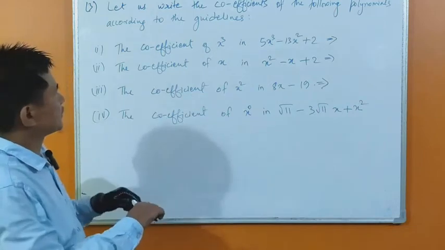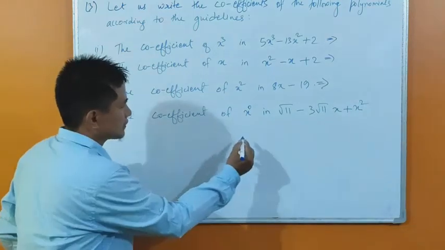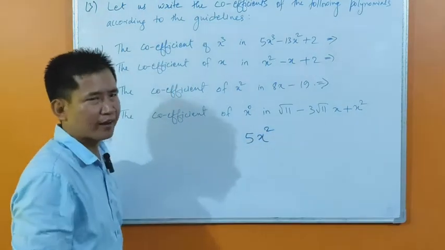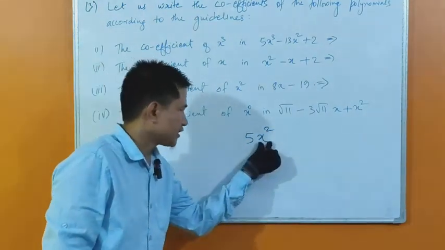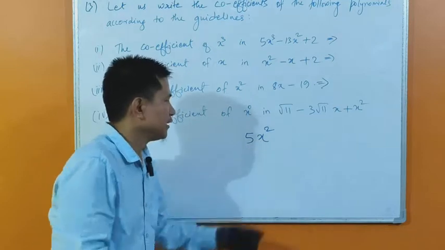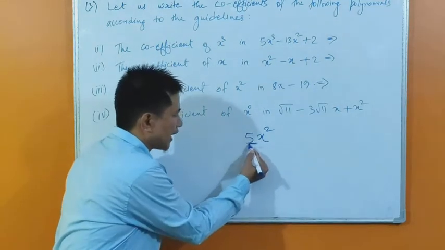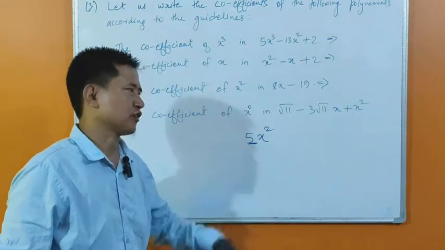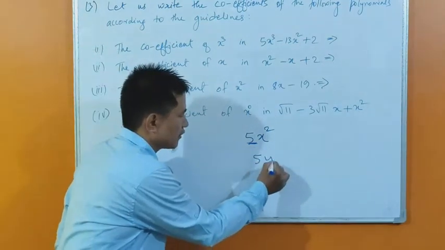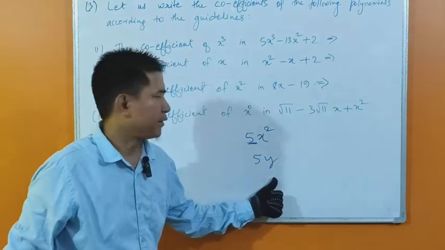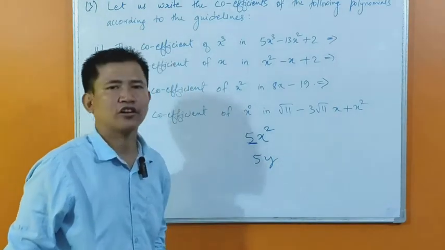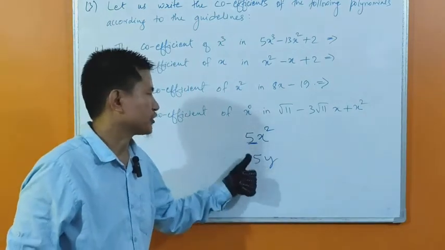Okay, coefficient means, if I write 5x square, this x square is a variable term, and the number which we write just before a variable term is called the coefficient of x square. If I write 5y, this y is a variable, and the number which we write just before y is called the coefficient. Here the coefficient is 5.